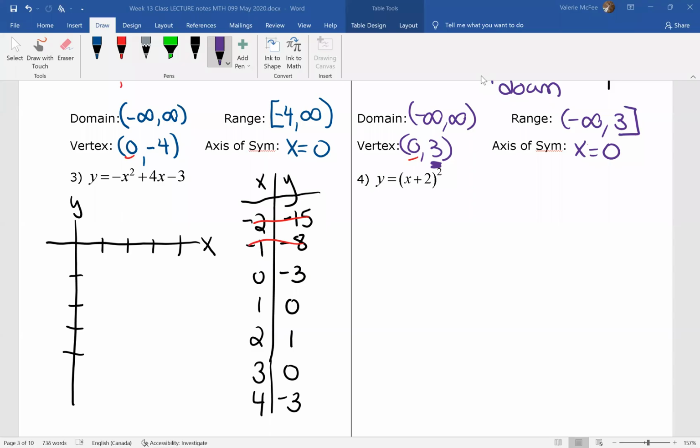So we have a point at (0, -3), (1, 0), (2, 1), (3, 0), (4, -3). A parabola. Now we could have graphed (-2, -15). That would have been down here somewhere. It's not necessary.